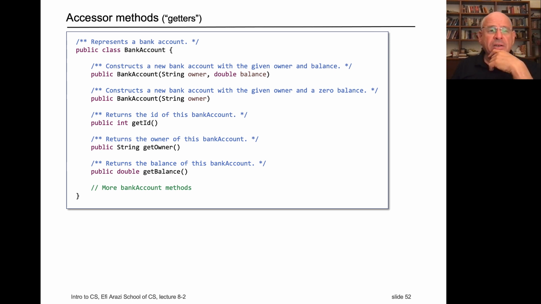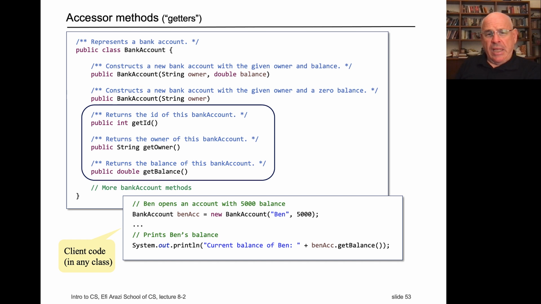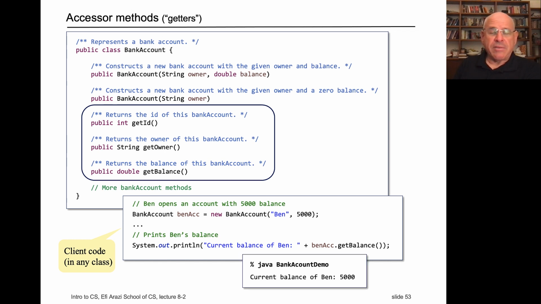We saw the 2 constructors. Here we see some getters: getID, getOwner, getBalance. And when we use them, here I define a new bank account, and I say, let's see what is the current balance of Ben. So I simply say Ben account, which is an object variable, getBalance. And I get a number like 5,000. So getBalance is a method which always operates on the current object, and the current object in this case is BenAcc, B-E-N-A-C-C.